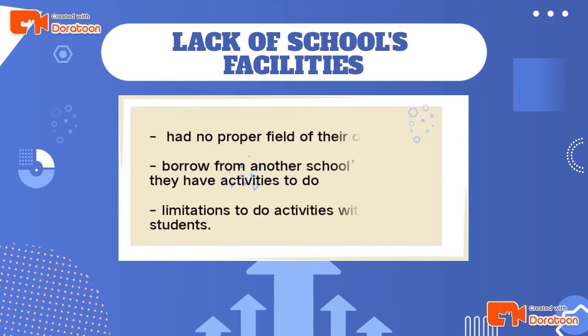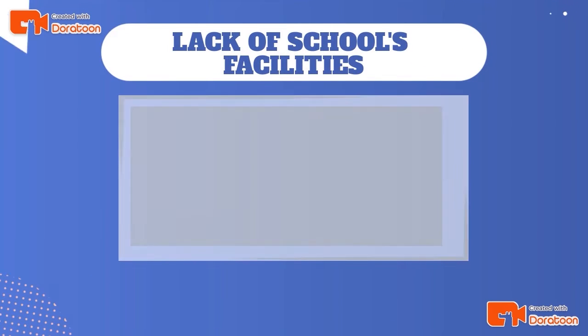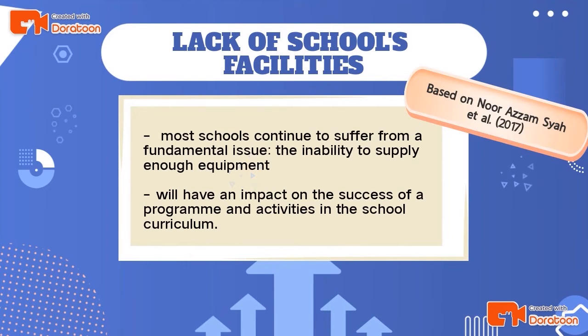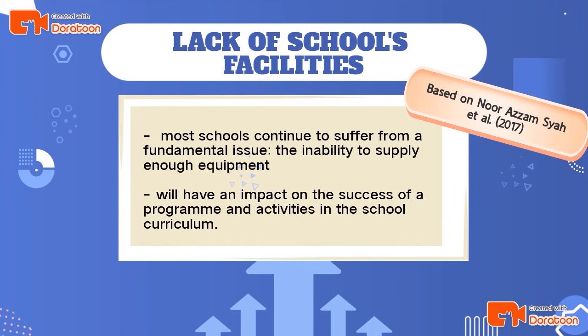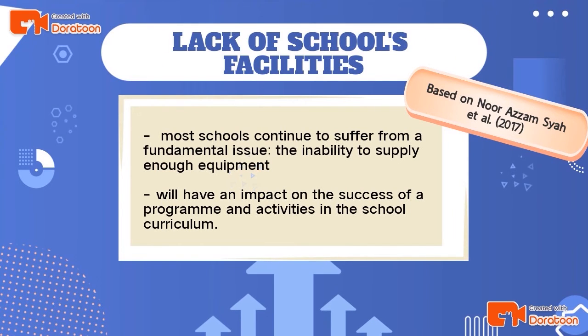Next, lack of school facilities. According to Puan Noor Asikim, she said that they had no proper field of their own. So, if they need to use a field for something, they must borrow it from another school. Therefore, with the lack of facilities, it is challenging for them as they have limitations in doing activities with the students. Based on an article written by Noor Azam Shah et al. in 2017, a major problem that affects most schools and still exists is the inability to provide enough supplies. The result of these challenges will affect a program's and activity's success within the school curriculum.